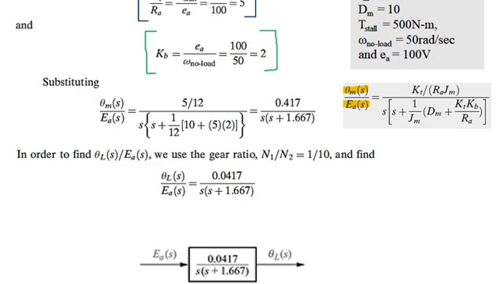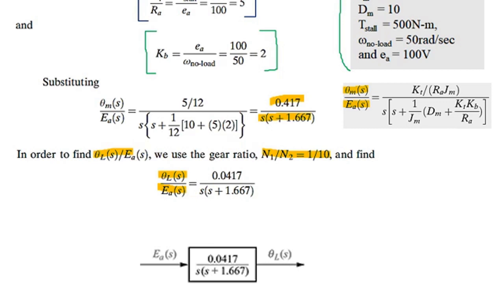Now we have the transfer function for the DC motor, which is theta m over EA. Substituting these values, we obtain a numerator of 0.417 divided by S into S plus 1.667, where the desired transfer function is load angular displacement divided by applied voltage. So for this we will use the gear ratio and find the motor angle in terms of load angle. Substituting this, we will obtain our desired transfer function.